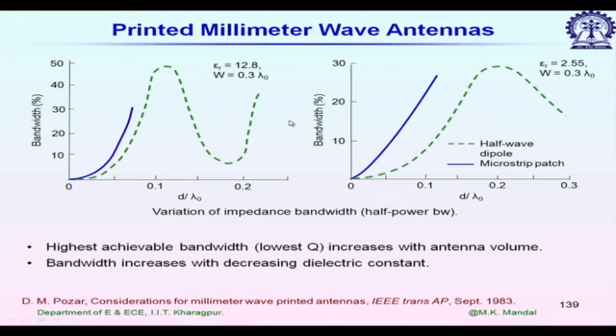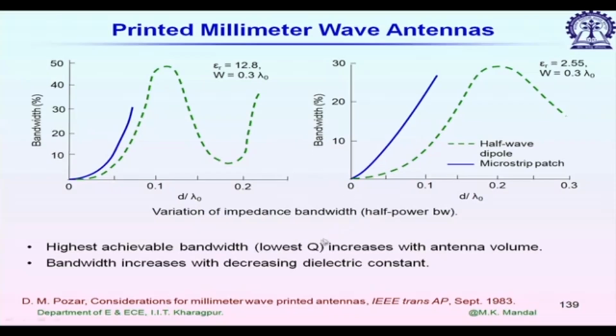Now, let us see how bandwidth varies with the thickness of substrate. In general, if we increase the antenna volume, in that case Q will decrease, this is the radiation Q, QR, and the bandwidth will increase. So, if I increase d, the thickness of the substrate, we are increasing the antenna volume, and what we expect is that bandwidth will increase.